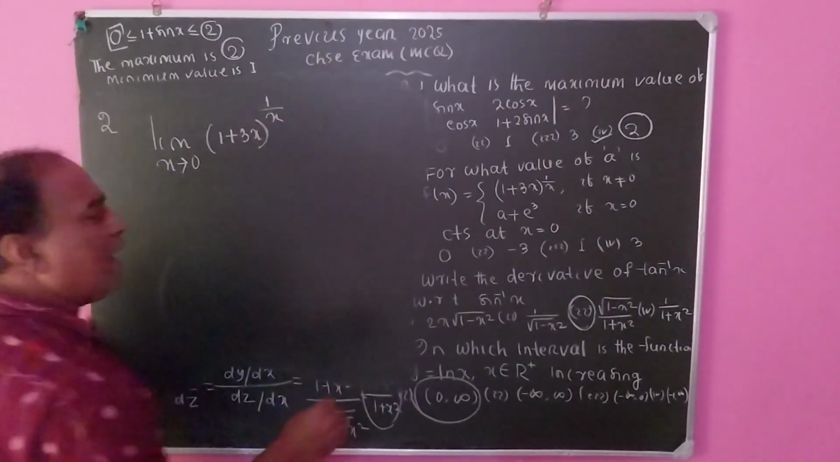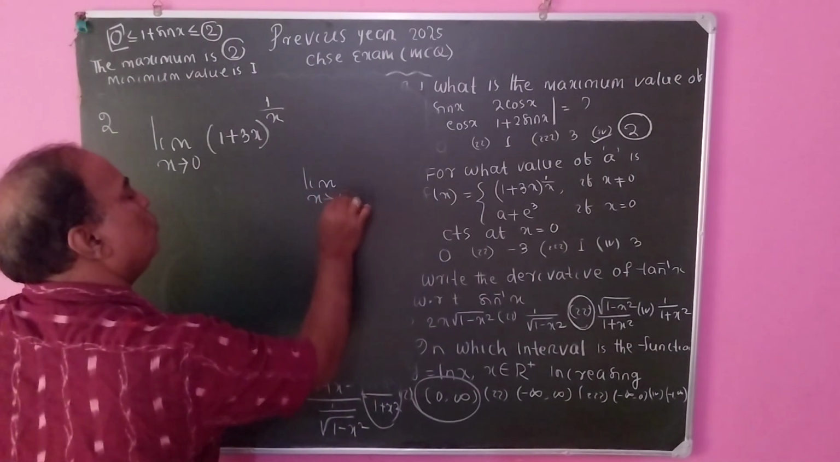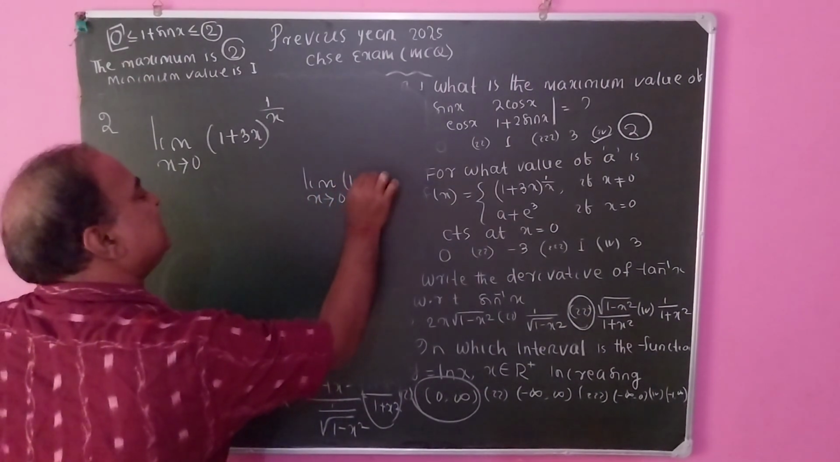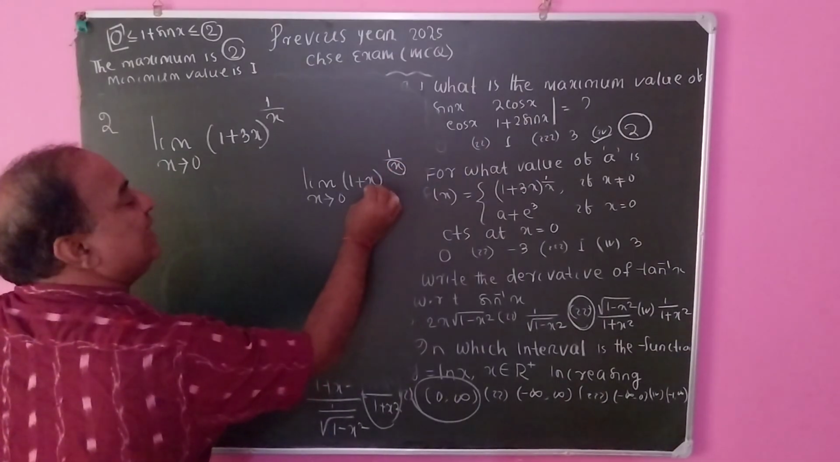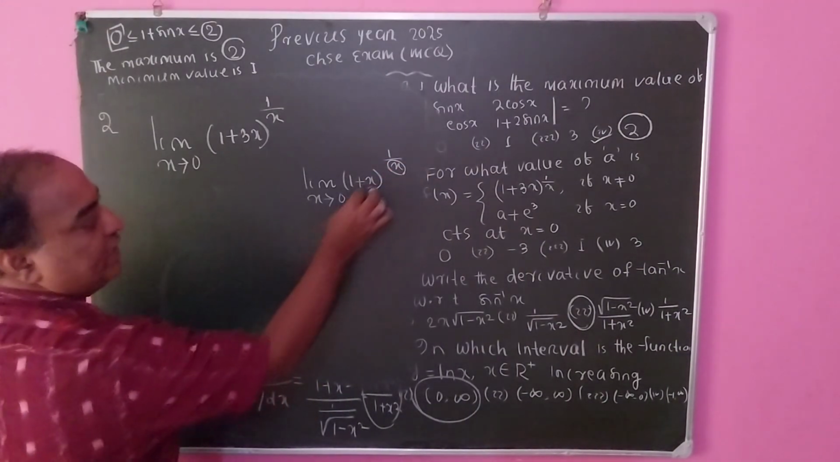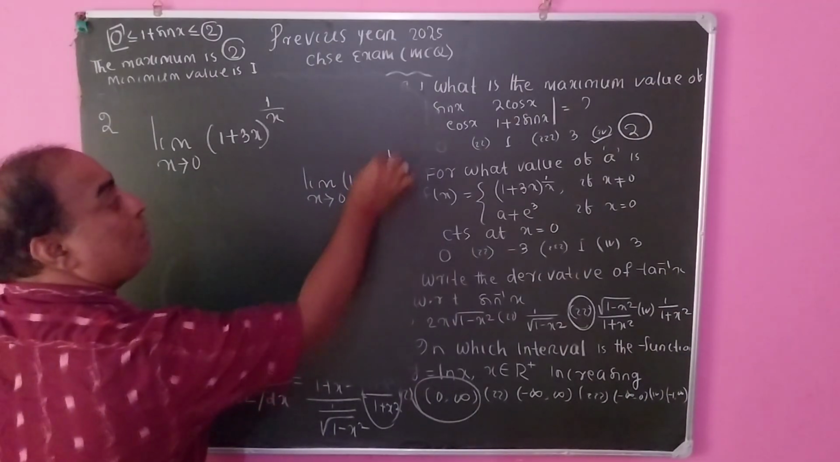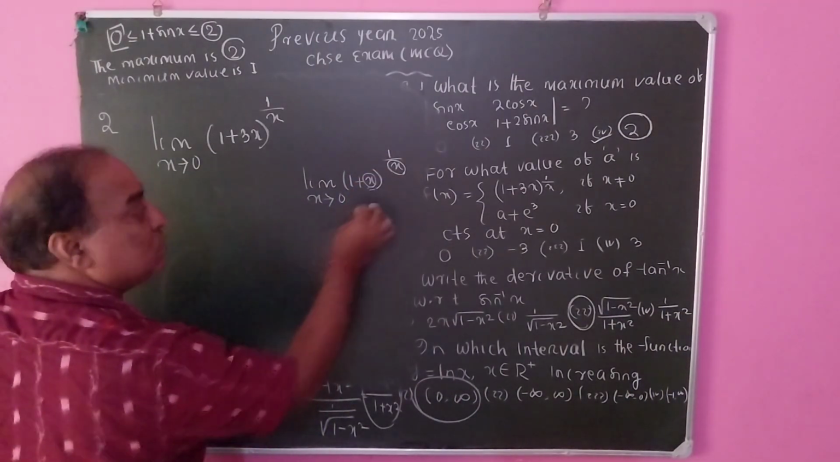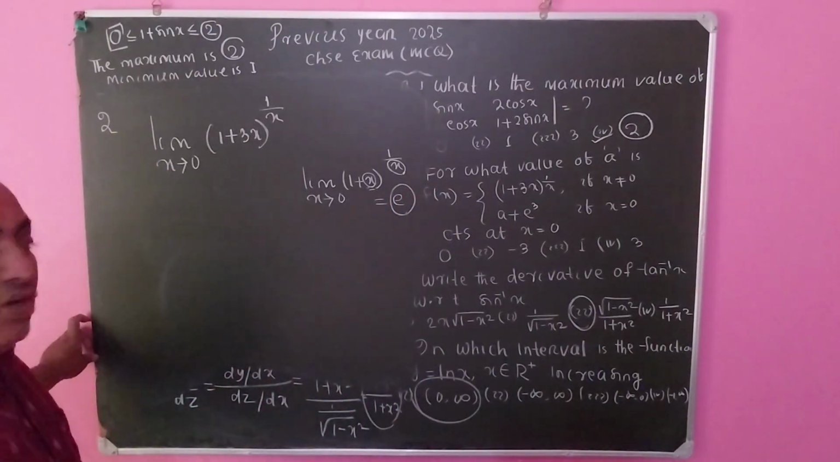We know one formula in limit: limit x tends to 0, (1 plus x) to the power 1 by x. Here it is x, here it is also x. When x tends to 0, the value is always e.